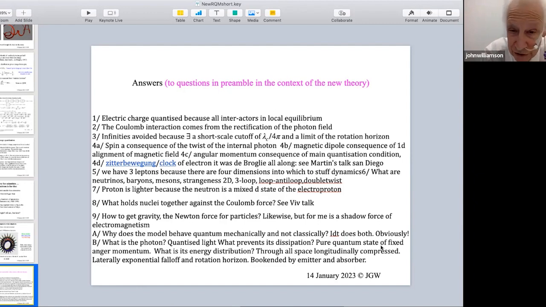Now we have three leptons because there are four dimensions into which the dynamics can go. And if you fold it and fold it and fold it again, as much folding as you can do, that generates the high masses. What was the next question? Oh, I didn't do question six here. Baryons are made from quarks, QQQ, mesons are quark, anti-quark, in the figure of eight things. Strangeness is the analogue of, as the electron is to the muon, the up quark is to the strange quark. So that's where strangeness comes from.